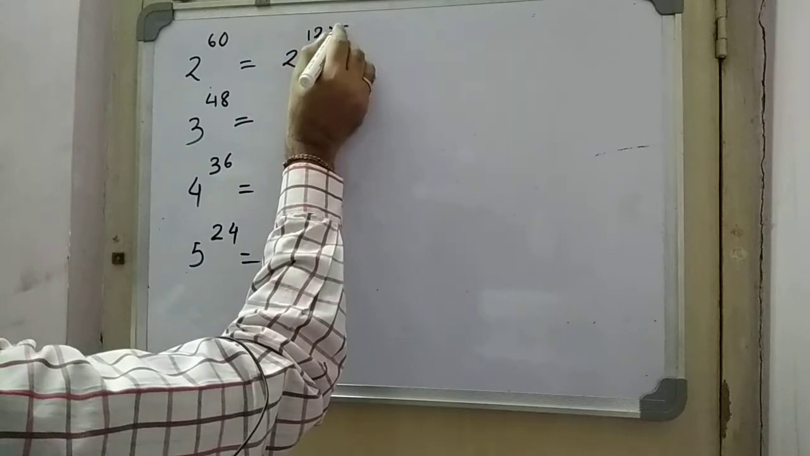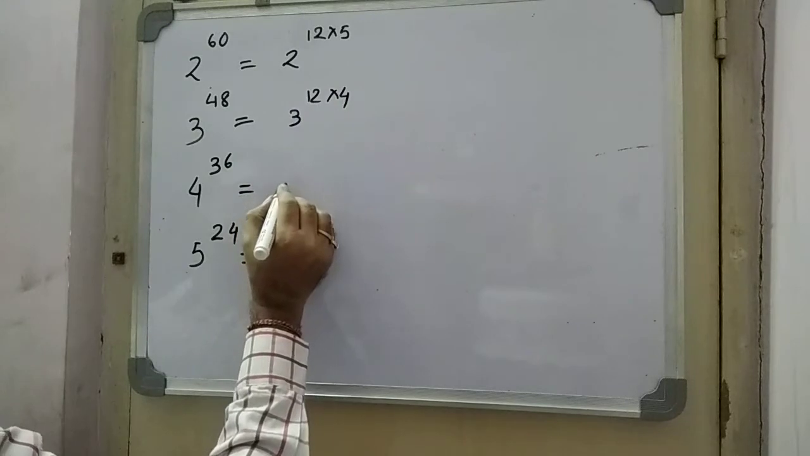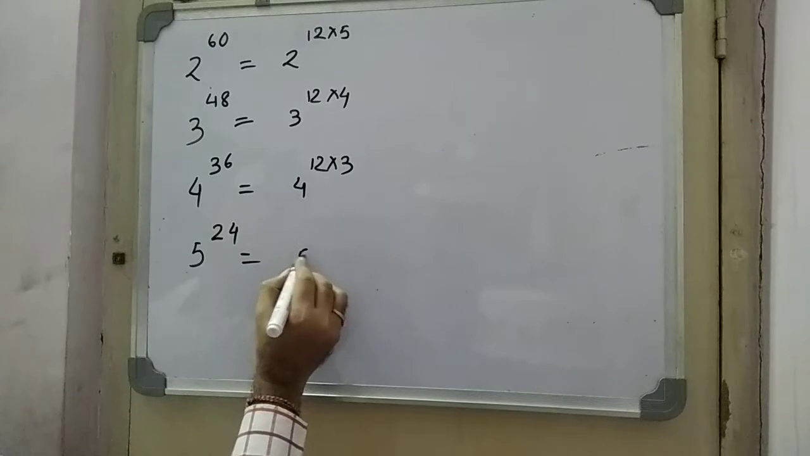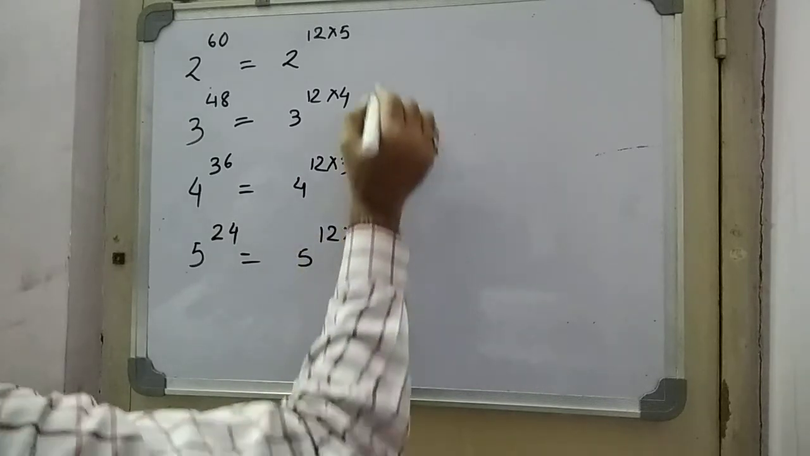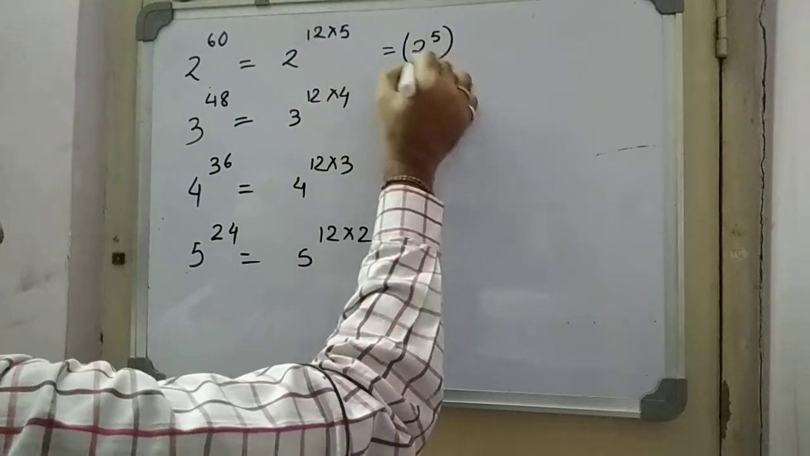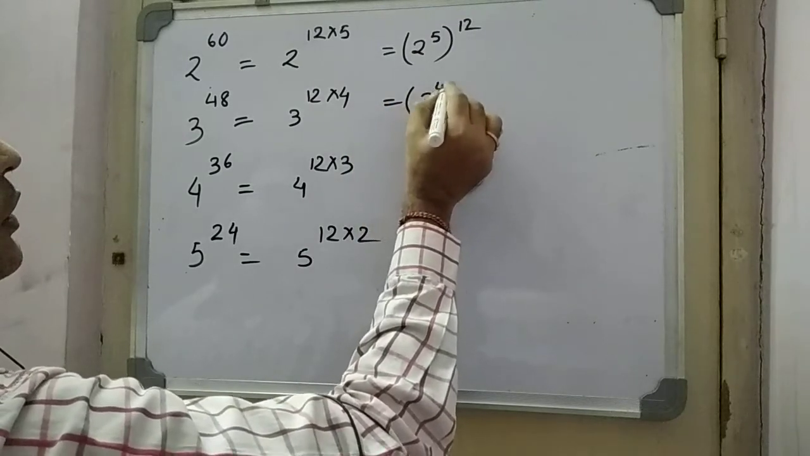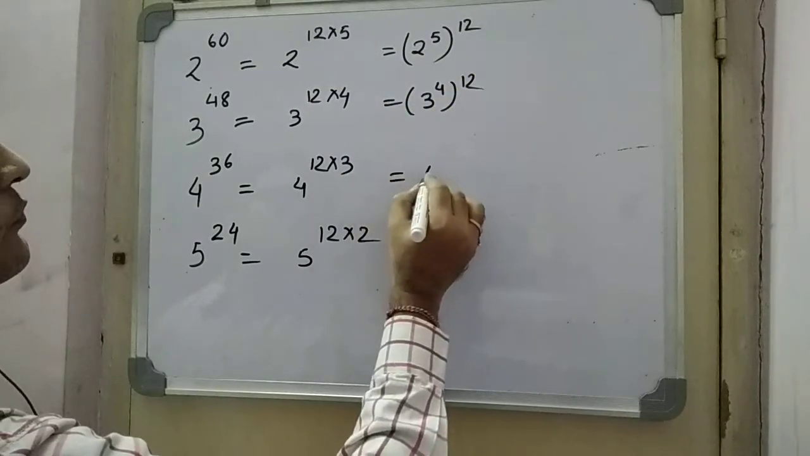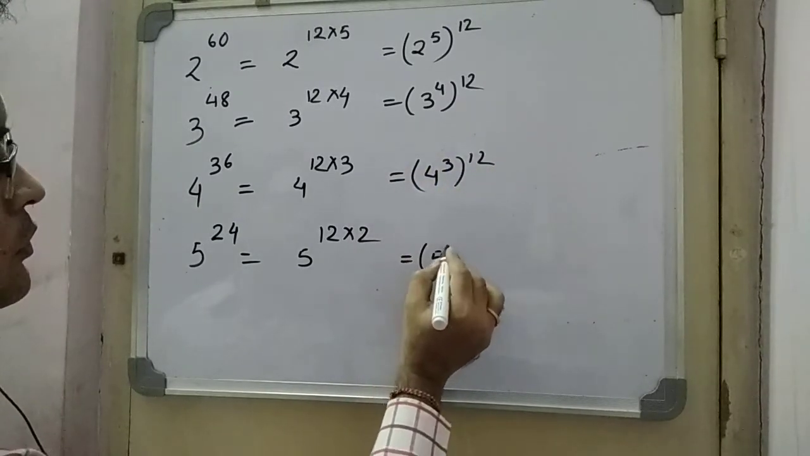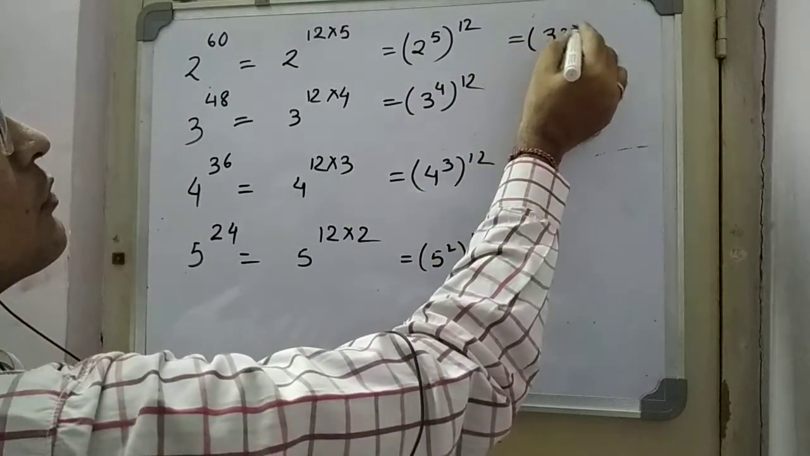So I will make it 12 into 5, 12 into 4, 12 into 3, 12 into 2. Now see, I can write a to the power mn as a to the power m, whole to the power n. Here also this, this. Now this is a small thing we can calculate, no problem.